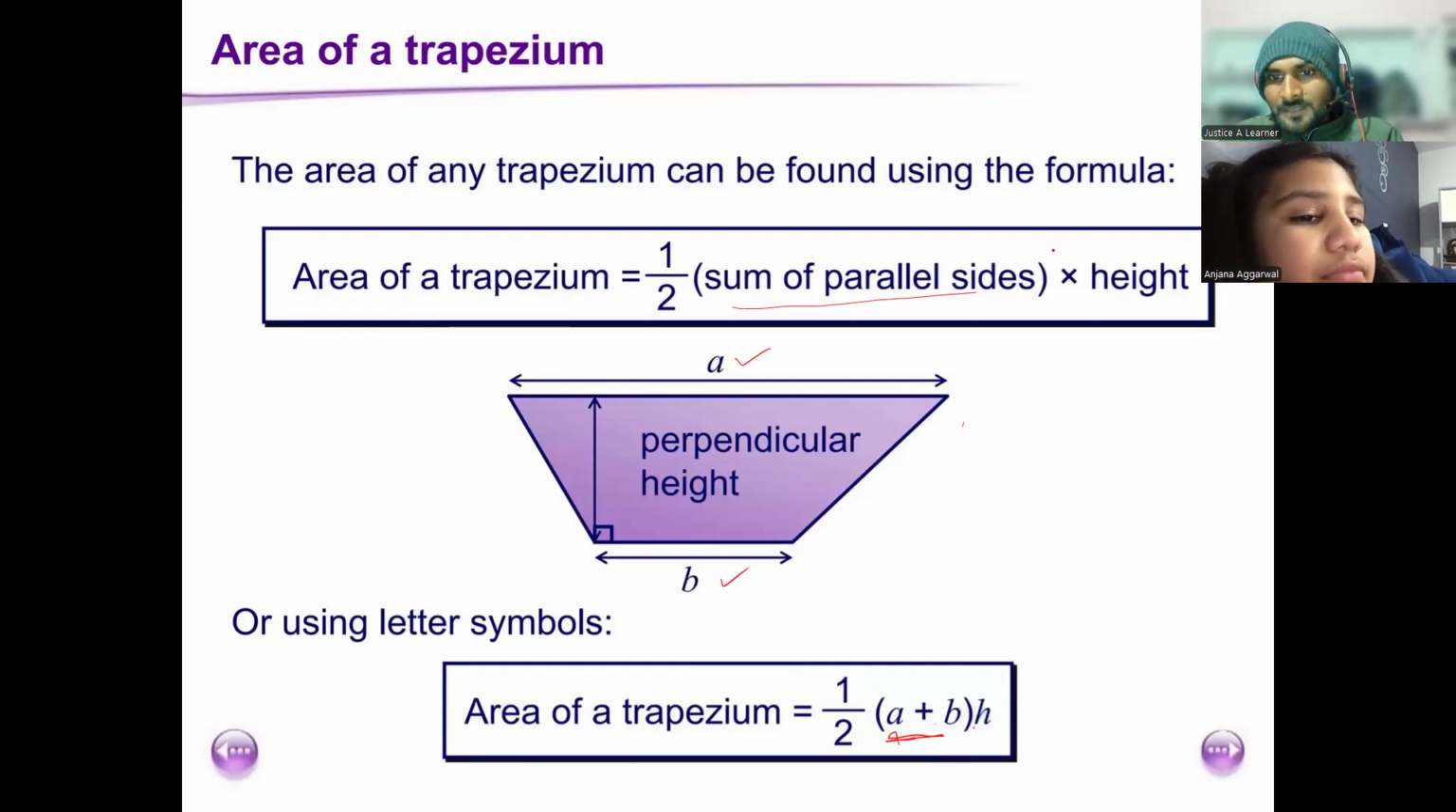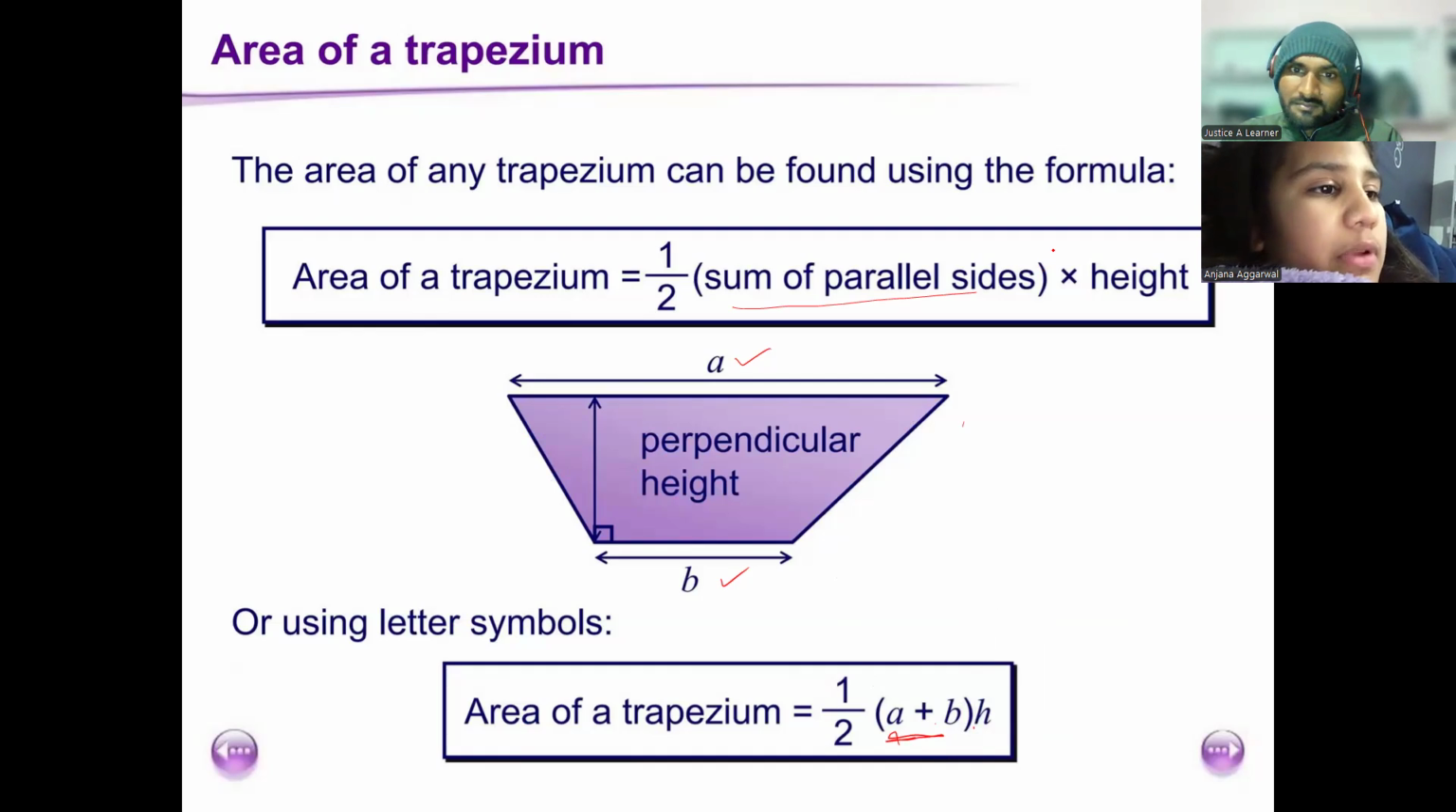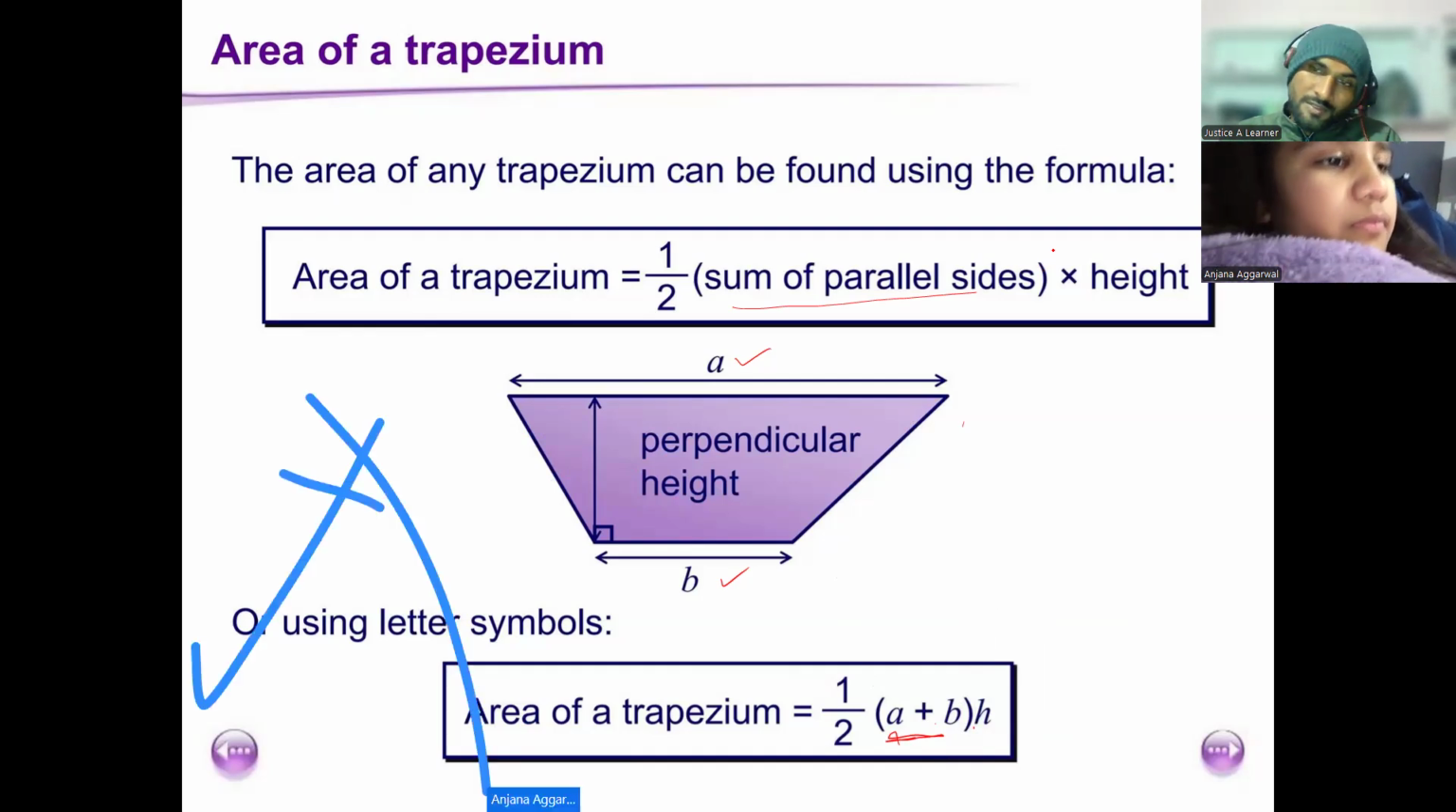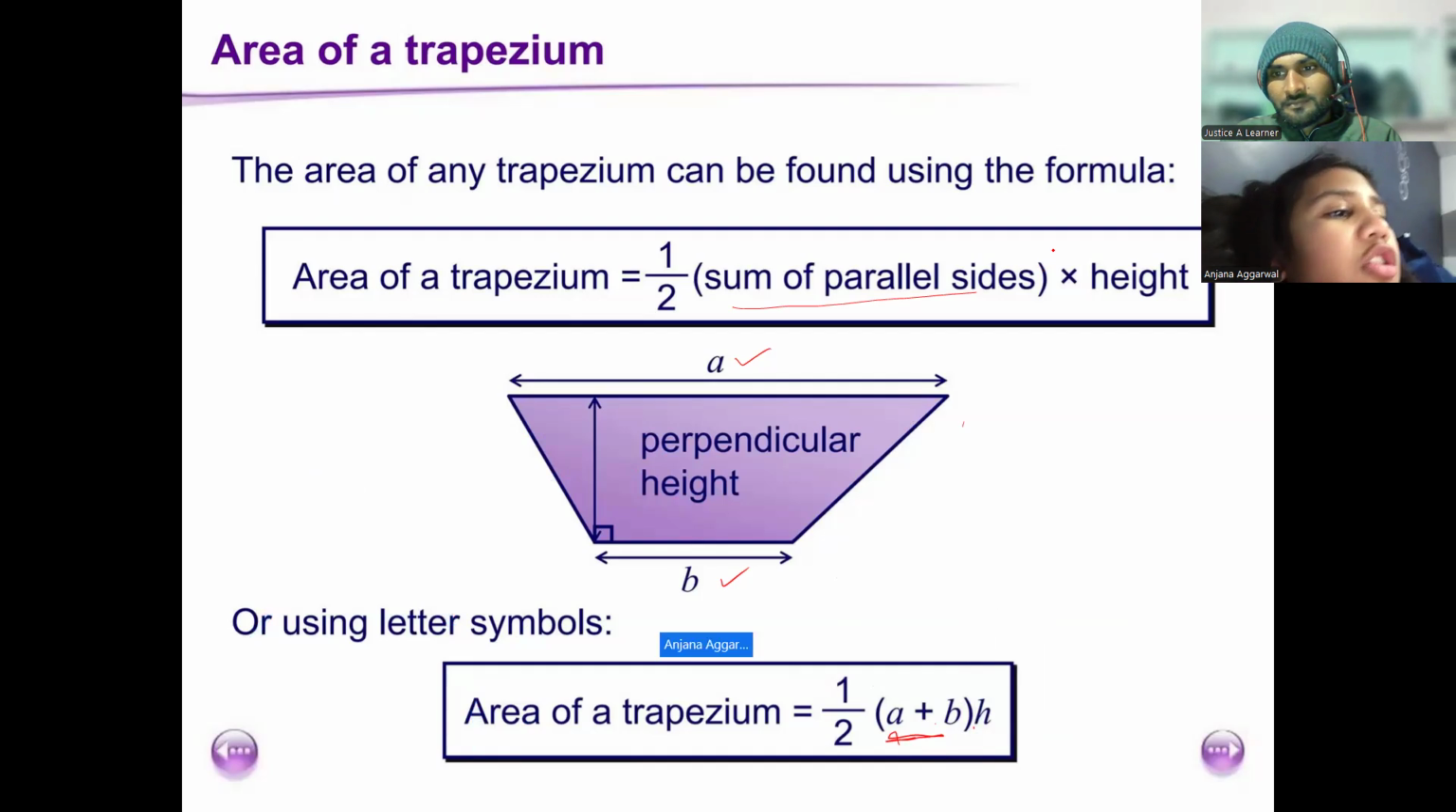So what is the formula for the area of a trapezium? Half the sum of parallel sides, and height. Okay, great. But how am I supposed to remember all of the methods?